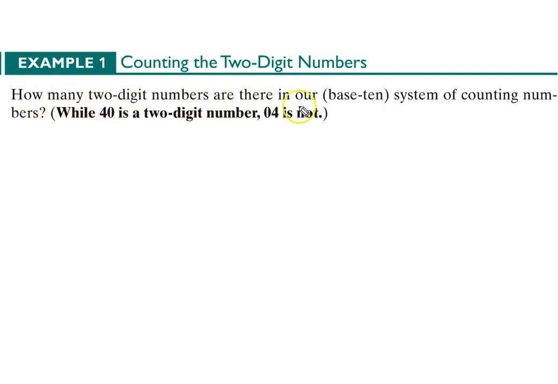How many two-digit numbers are there in our base 10, where there are 10 symbols of counting numbers? Remember, 40 is a two-digit number, but 04 is not. So there's our first place. There's our second place. And in our first place, we can use 9. We can't use the 0 symbol. And they're not restricting anything, so in our second place, we can use 10. So this would give us a total of 90.